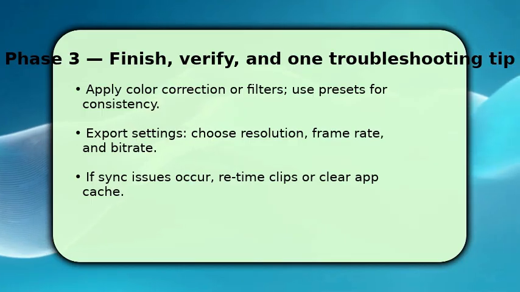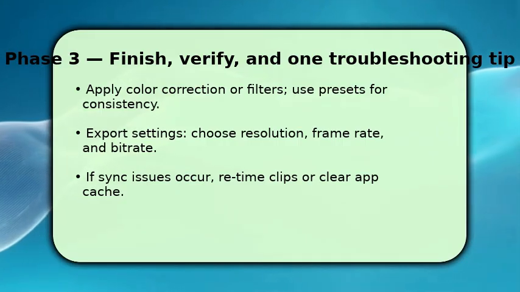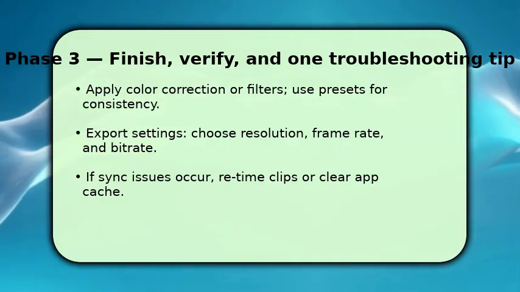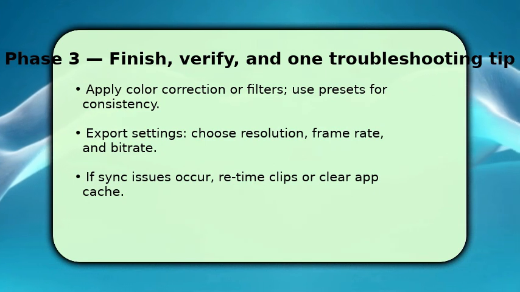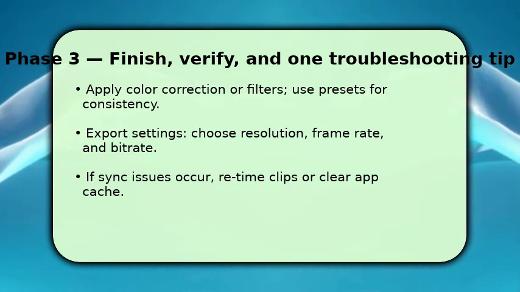If something goes wrong, like audio drift or missing frames, first retime the clips or re-import the problem photo. If that fails, clear CapCut's cache or restart the app. One simple troubleshooting tip: re-export at a lower bitrate to rule out rendering strain.